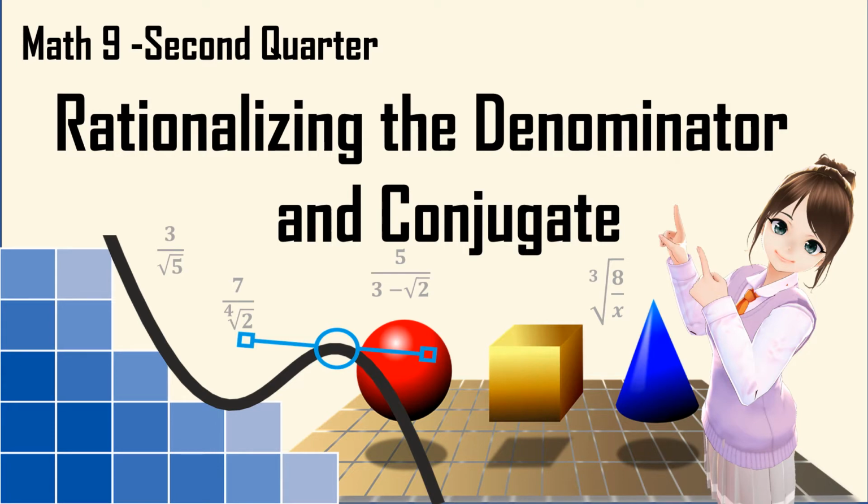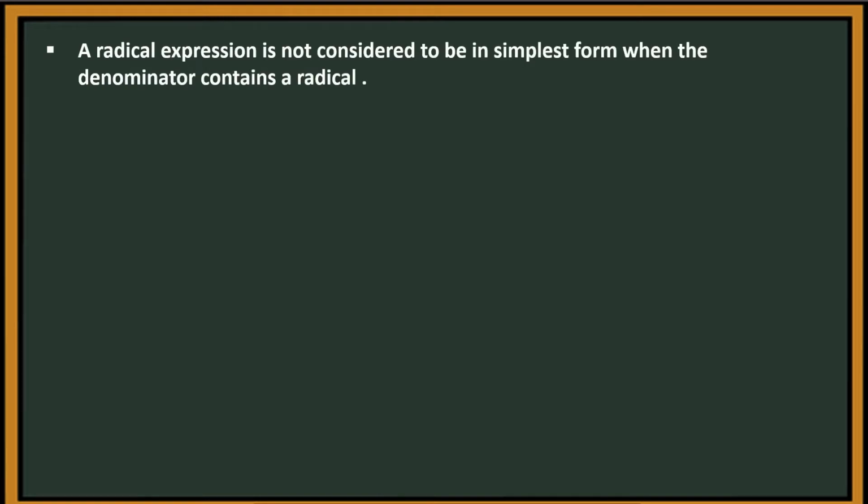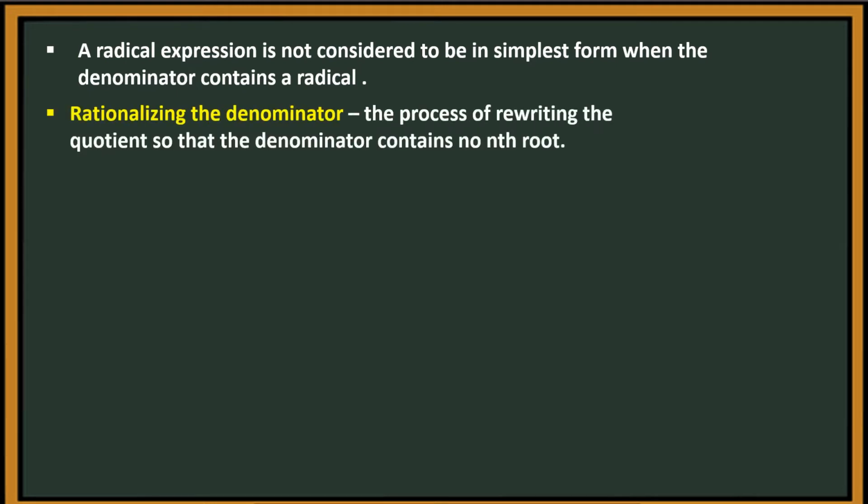Today we're going to discuss rationalizing the denominator and conjugate. A radical expression is not considered to be in simplest form when the denominator contains a radical. So how do we remove the radical in the denominator? We're going to use rationalization. Rationalizing the denominator is the process of rewriting the quotient so that the denominator contains no nth root.